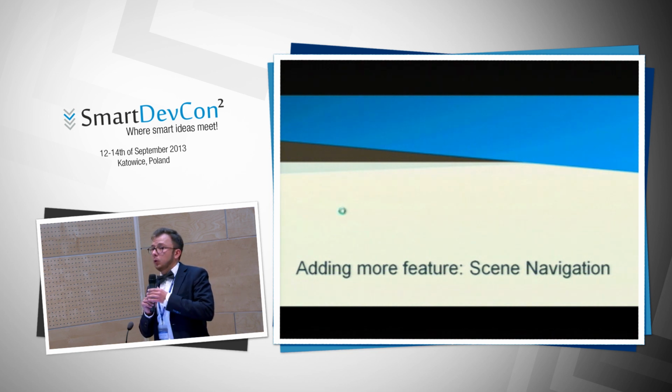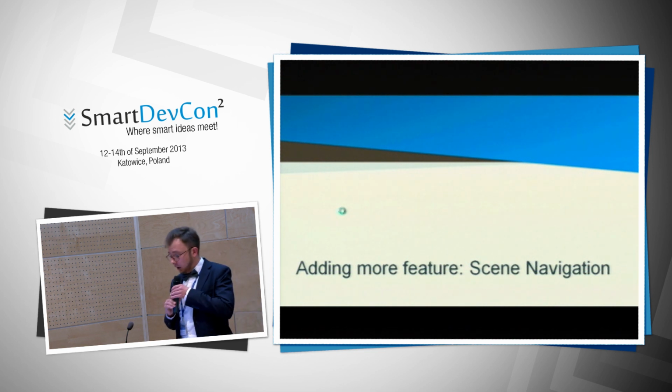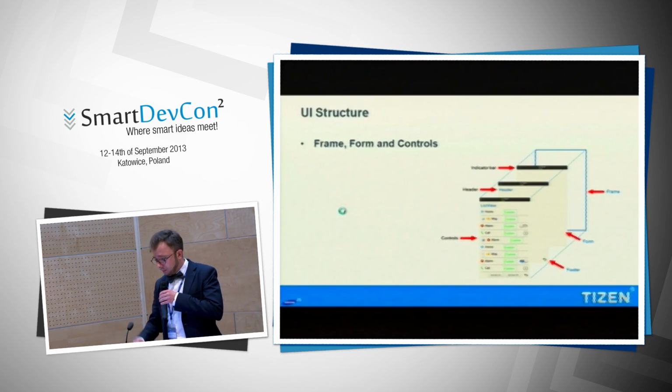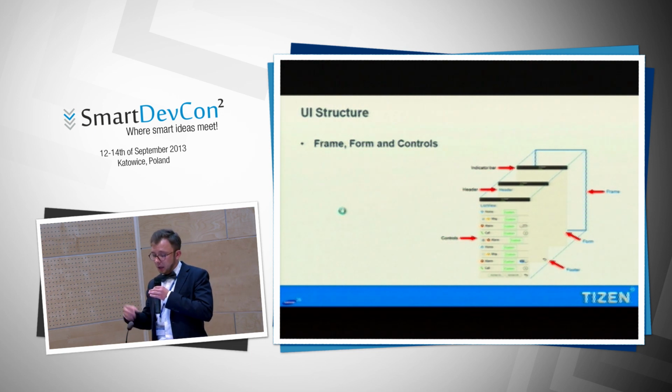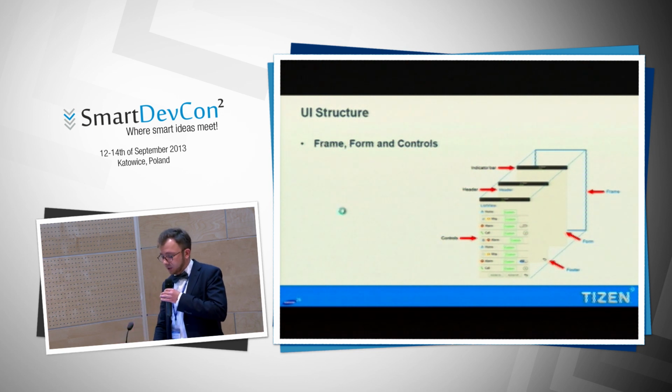And there is one quite cool feature, I think, which is scene navigation. So about the structure of the window: we have a frame. On this frame, we are putting the form. On the form, we are putting the controls. Of course, we have an indicator bar, header, footer, and the usual stuff for mobile applications.